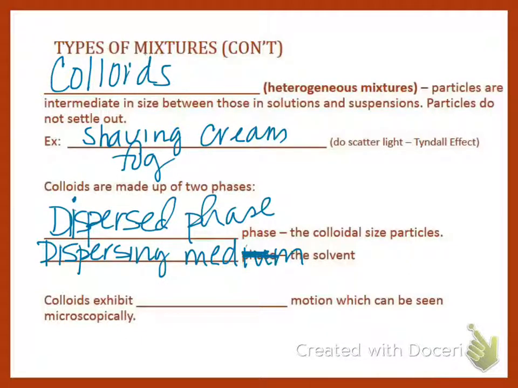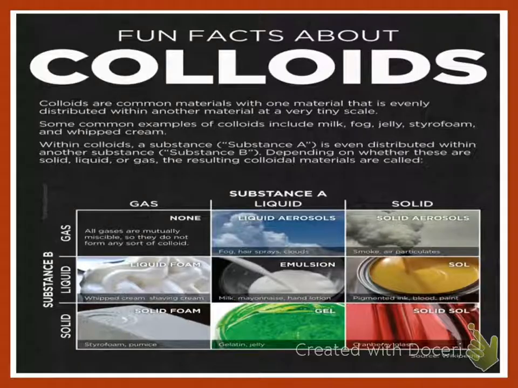Okay? Colloids also exhibit something called Brownian motion, which is basically when you look at it under a microscope, you think they're not moving, but when you look under a microscope, they're moving around. Unlike living tissue that's moving around for different reasons, but particles have Brownian motion. Okay? So here, remember the colloids scatter light, the Tyndall Effect, and I'm going to show you a picture of that in a second.